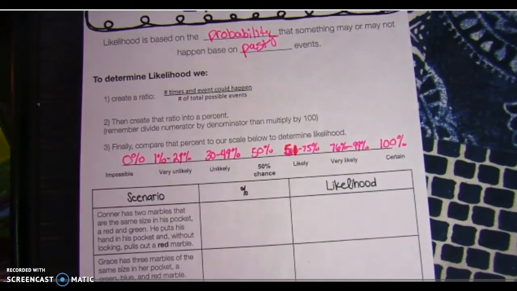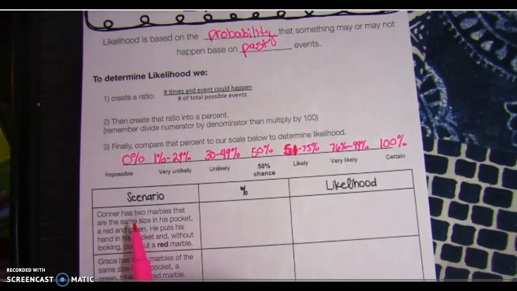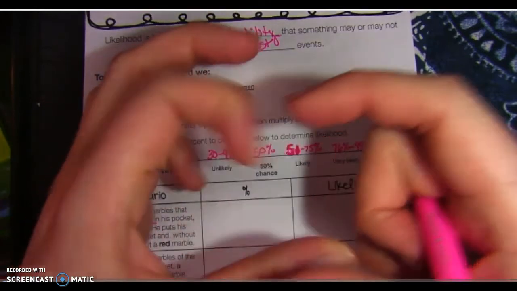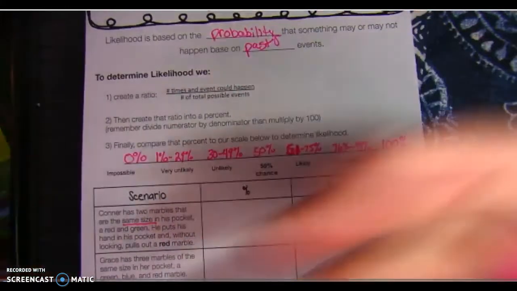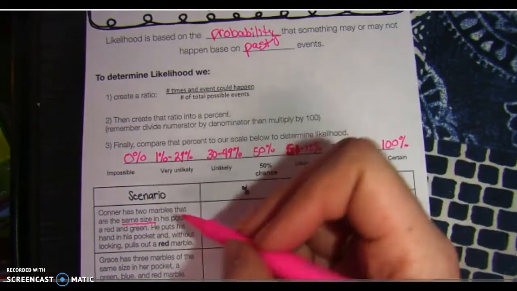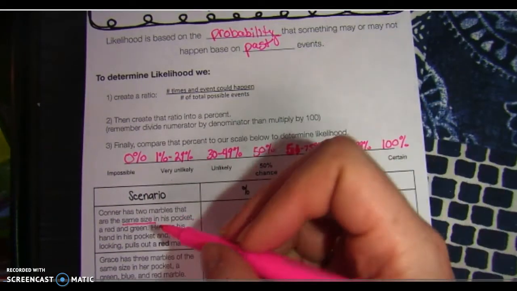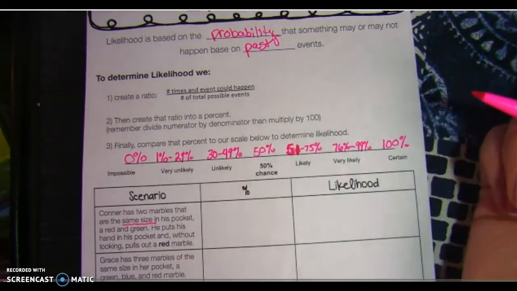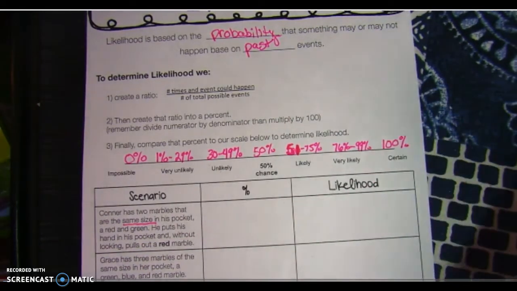Connor has two marbles that are the same size in his pocket. Same size is going to be important here because he doesn't have like one giant circle and one small one. Obviously, you'd pick the bigger one over the small one. In his pocket, he has a red and a green. He puts his hand in his pocket, and without looking, he pulls out a red marble. So we want to figure out the likelihood of that. So we're going to figure out the probability.